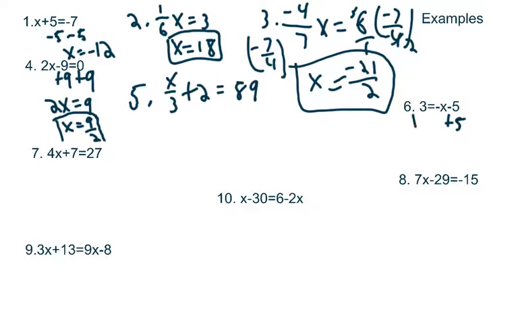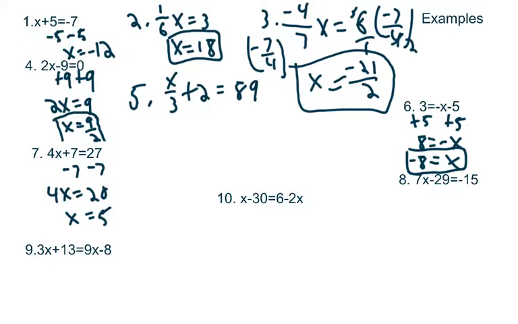Add 5 to both sides. 8 equals negative x. X equals negative 8 for this. Subtract 7 from both sides. 4x equals 20. X equals 5, because 20 divided by 4 is 5.